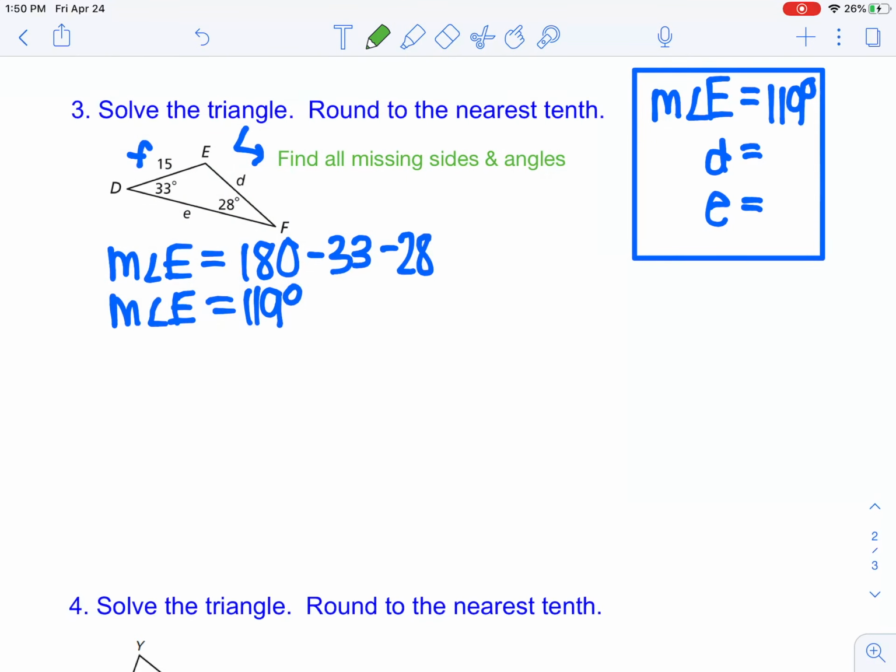Remember, we have to have a matching angle and side pair given to us in order to use the law of sines. If you look at this picture, the only matching pair that we are given would be angle F and side f. So I'm going to start off with that and say that the sine of angle F, which is 28 degrees, over the side f, 15, is going to be on one side of my proportion. And then on the other side, since I'm trying to find d, I would say the sine of angle D, so sine of 33 degrees over d.